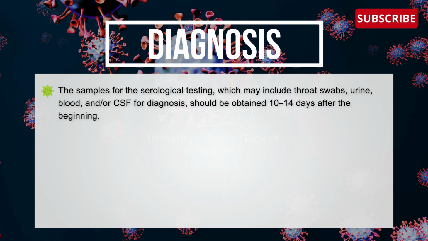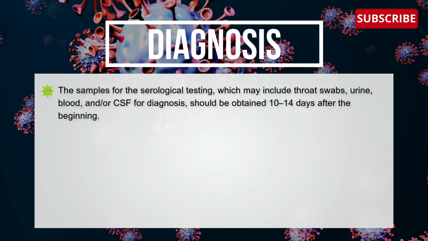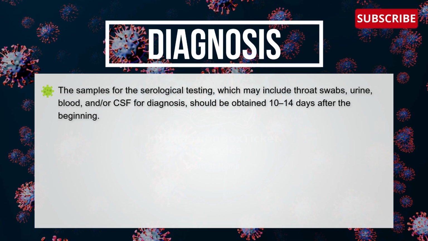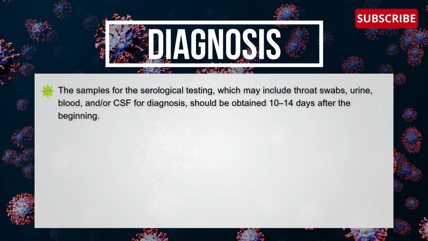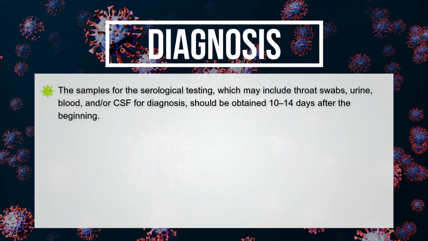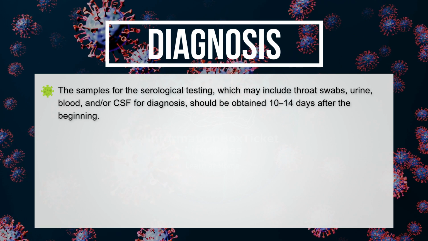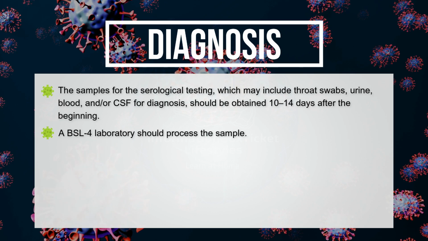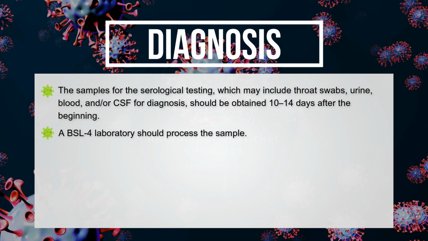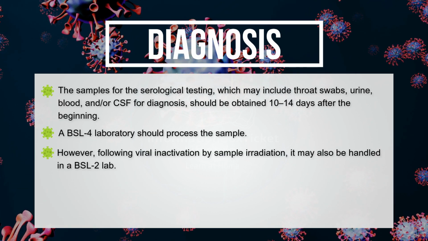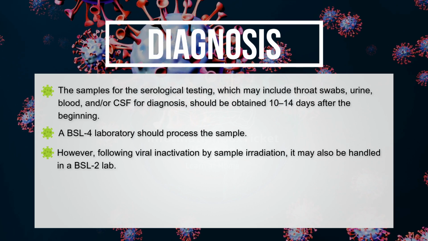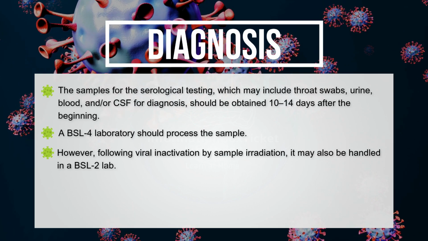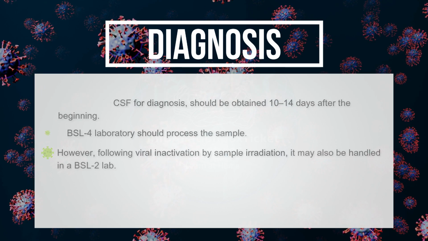The samples for the serological testing, which may include throat swabs, urine, blood, and cerebrospinal fluid for diagnosis, should be obtained 10 to 14 days after the beginning. A BSL-4 laboratory should process the sample. However, following viral inactivation by sample irradiation, it may also be handled in a BSL Lab 2.